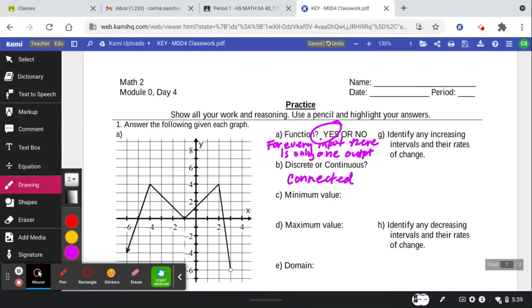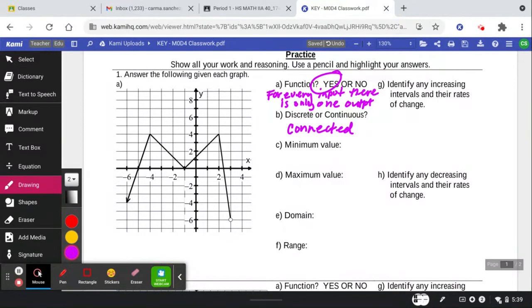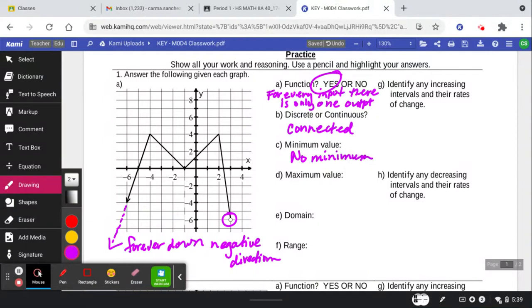Okay, next is the minimum value of this graph. Do you see how right here there's an open dot, but right here there's an arrow going forever? So when there's an arrow going forever down in the negative direction, we would say that there is no minimum. Now, what about the maximum up at the top? What's the highest boundary on my graph? The maximum on my graph is when the y value is 4.